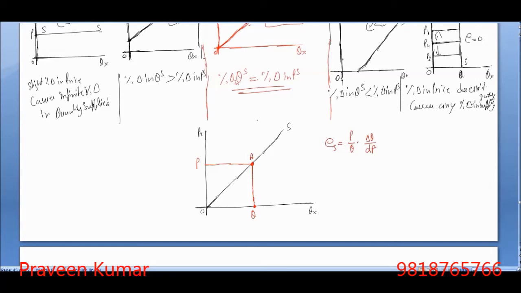So what is the value of P in this case? P is OP, from here to here. This is P. And Q is from the origin to this point, this is OQ. Okay.